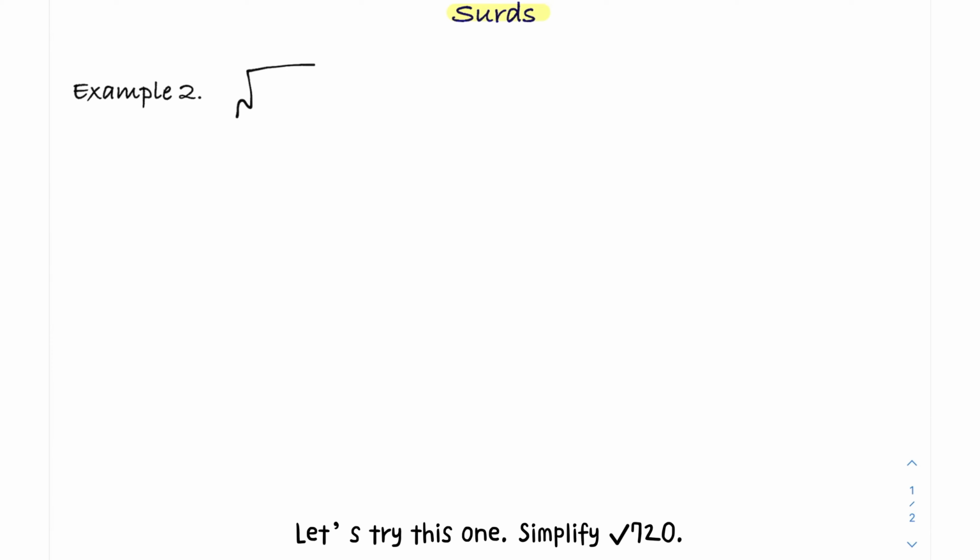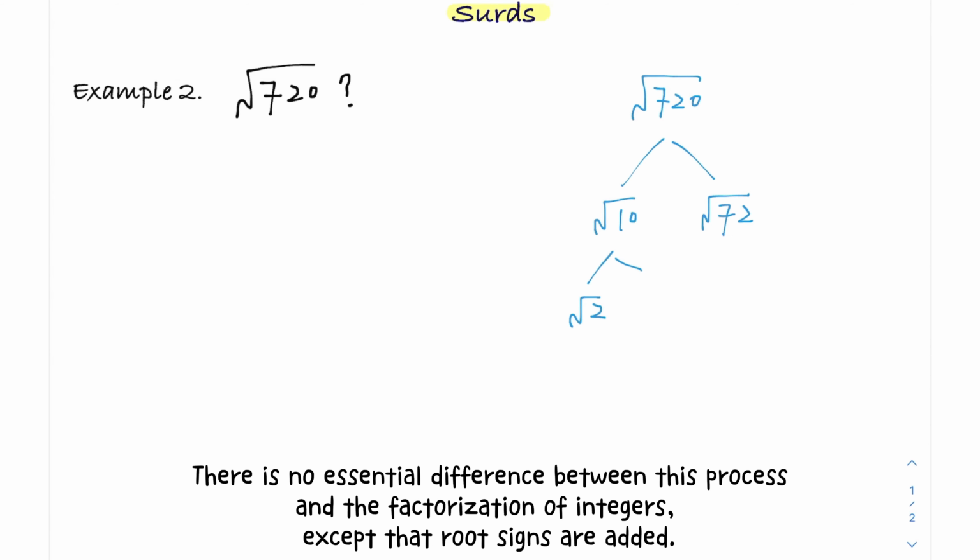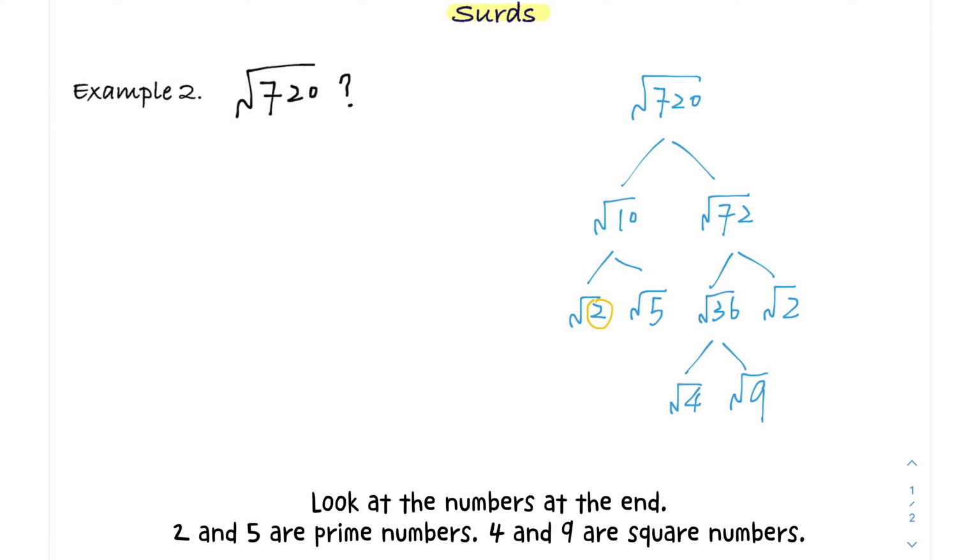Let's try this one. Simplify root 720. 720 is a relatively large number. When we can't find one of its square factors quickly, factor trees can help. There is no essential difference between this process and the factorization of integers, except that root signs are added. Look at the numbers at the end. 2 and 5 are prime numbers. 4 and 9 are square numbers.